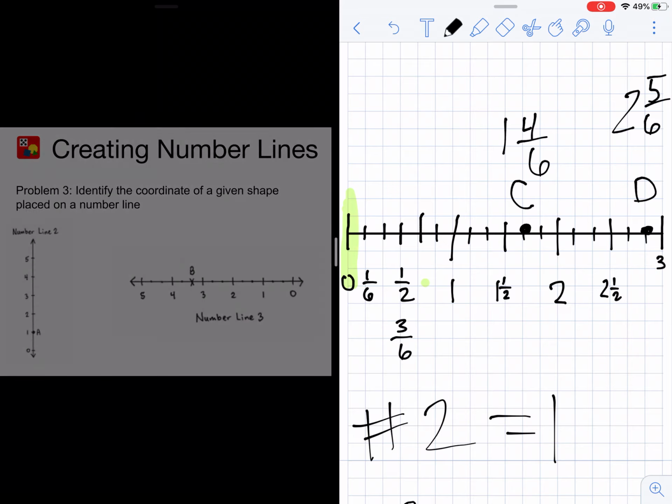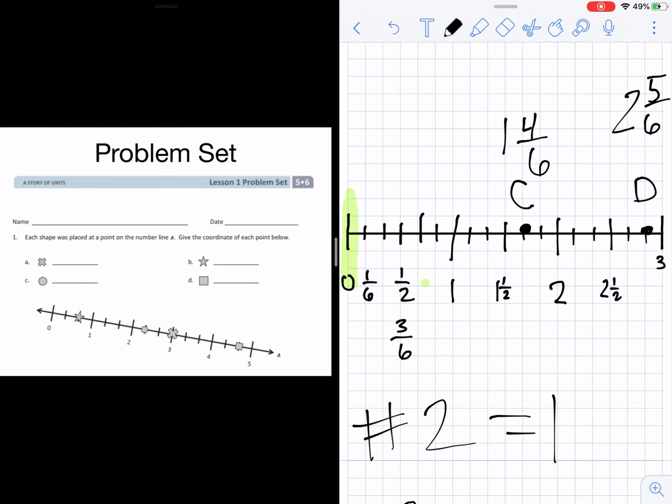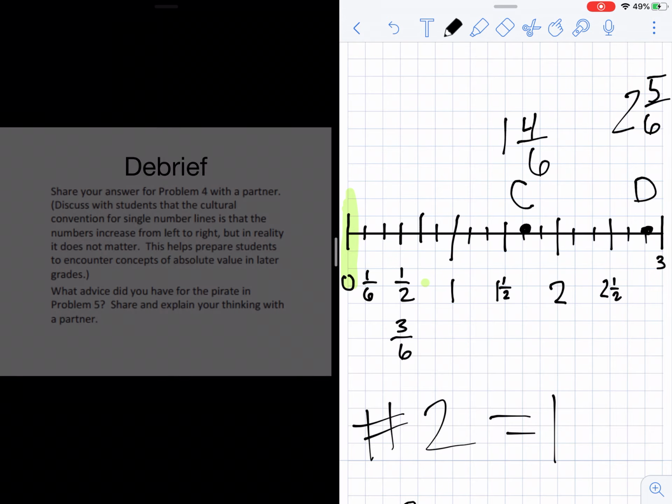So what you are going to do is your exit ticket. If you want a little more practice before your exit ticket, go ahead and work on this problem set. Okay, and you're going to find the coordinates of those different shapes.